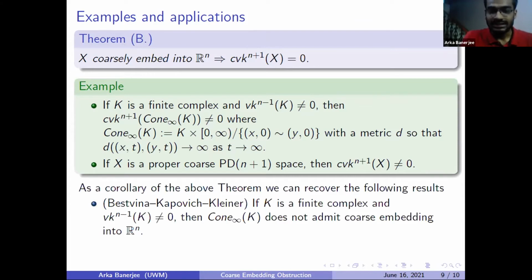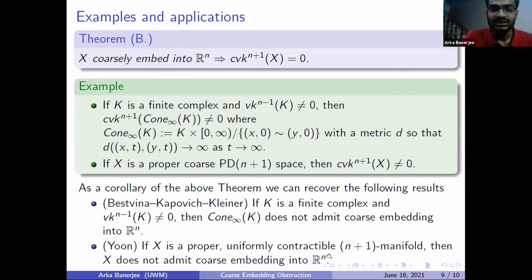These examples recover some results proved earlier by Bestvina, Kapovich and Kleiner, who showed that if K is a finite complex and the Van Kampen obstruction is non-zero, then the infinite cone doesn't admit a coarse embedding into R^n. Similarly, the second example gives a result by Yoon, which says that if X is a proper, uniformly contractible (n+1)-manifold, then it doesn't admit a coarse embedding into R^n. So I'll stop here. Thank you.